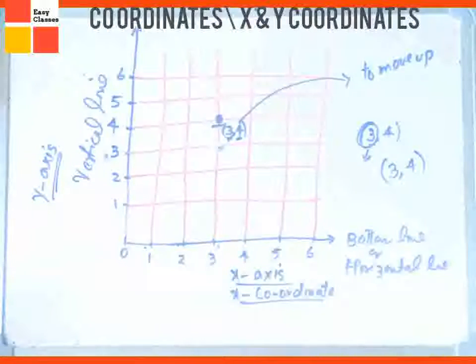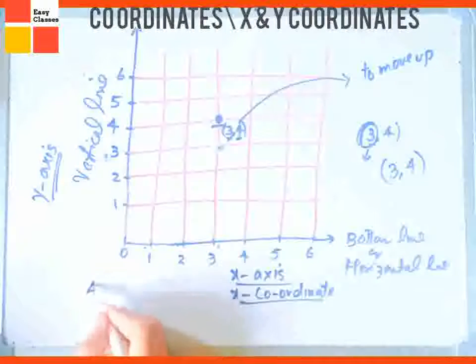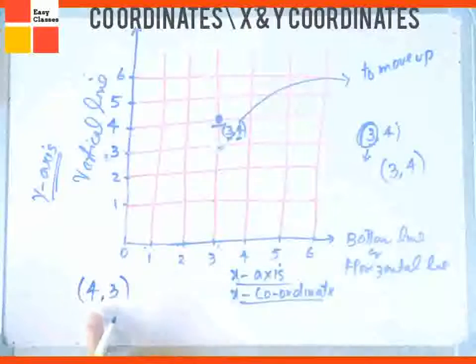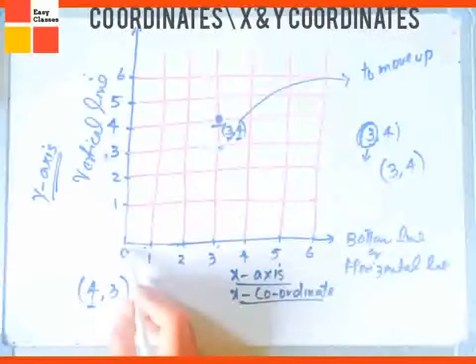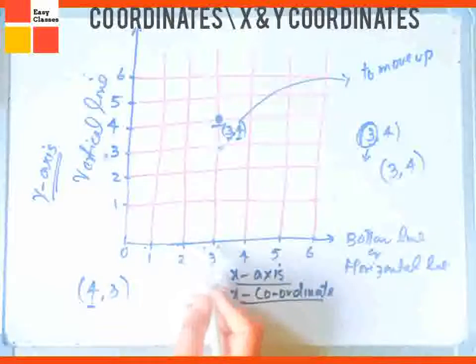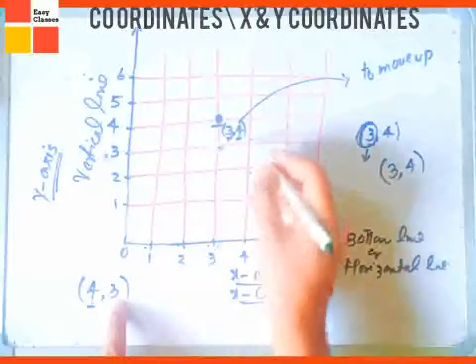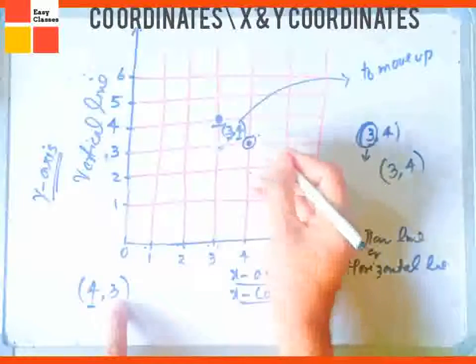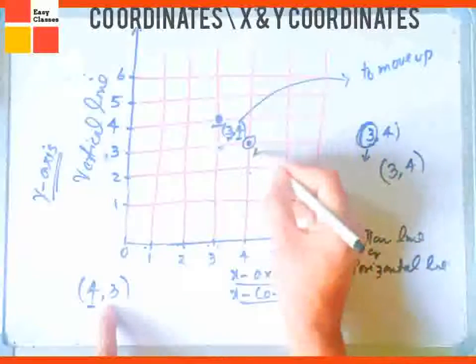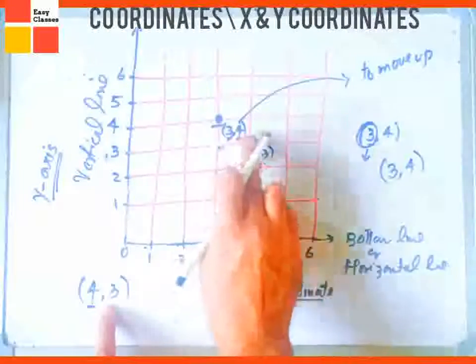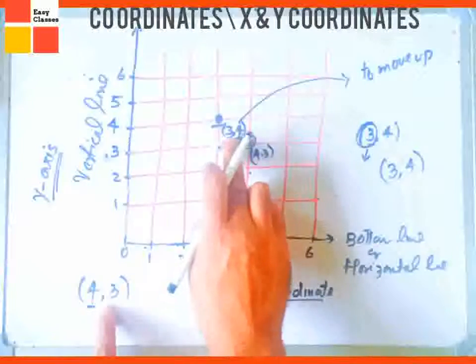Let's take, for example, another point, 4, 3. The coordinates of another point are 4 and 3. You must remember the first number tells us how many points to move towards the right. So that is 4 here. This is 0, this is 1, 2, 3, and 4. And the second tells us how many points to move upwards, so that is 3: 1, 2 and 3. So the position of point 4, 3 is here. That's different from this point 3, 4, right?